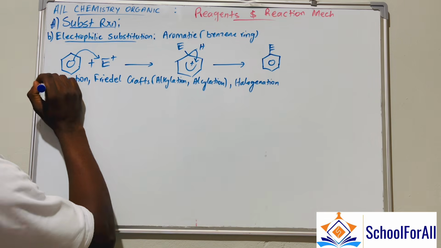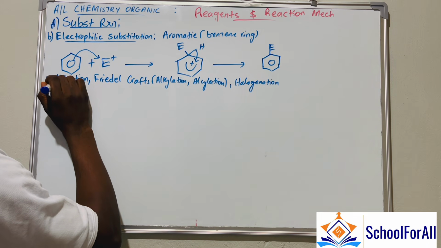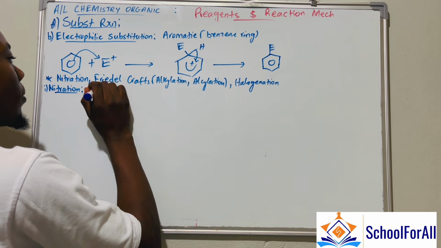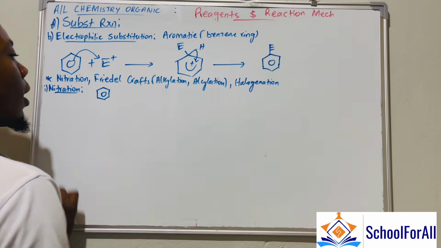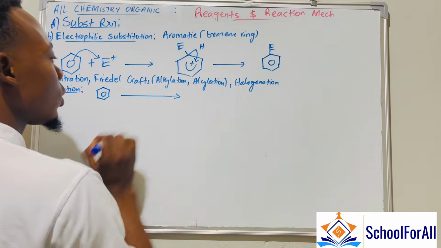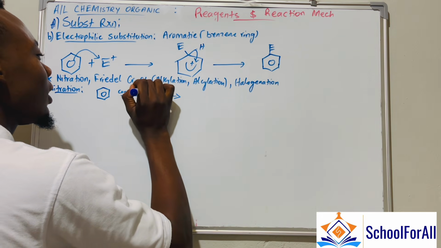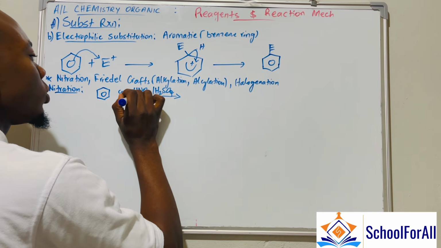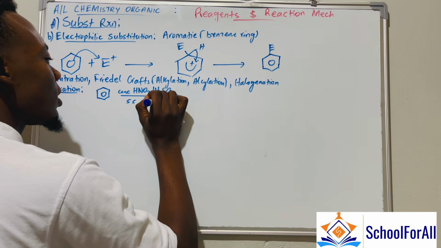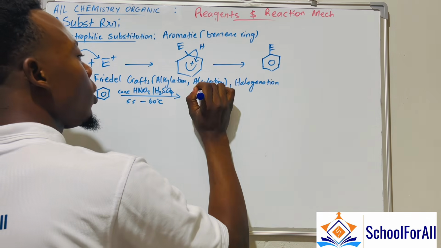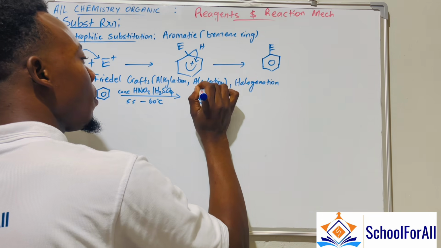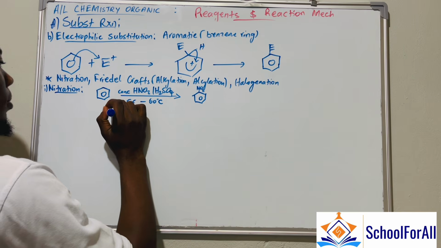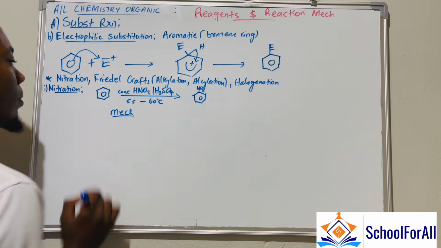Alright, so if you take the first one, which is nitration of benzene, how does the nitration of benzene occur? I have my benzene ring with nitrating mixture. The nitrating mixture is concentrated nitric acid and sulfuric acid at a temperature of 55 to 60 degrees Celsius. I'm going to form my nitrobenzene. What is the mechanism of this reaction?